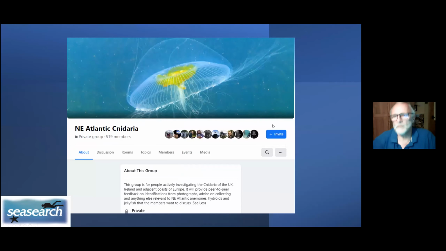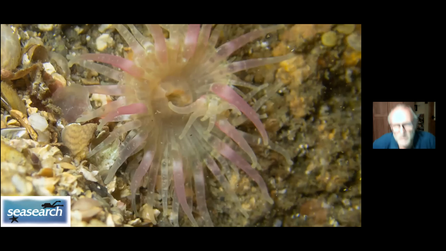Now, when we run into situations where we're not sure about what we're looking at, there's this very useful group, the Northeast Atlantic Cnidaria group. And when you come across, say, something like this, I'd never seen one of these before. This again was from Newquay. It was surrounded on all sides by Sagartia. And I just said, is that a baby Sagartia or what is it? I had no idea. It was hidden deep in a crevice, so I wasn't able to get in and give it a little stroke and see what its column looked like. So that's the only photograph that I could get.